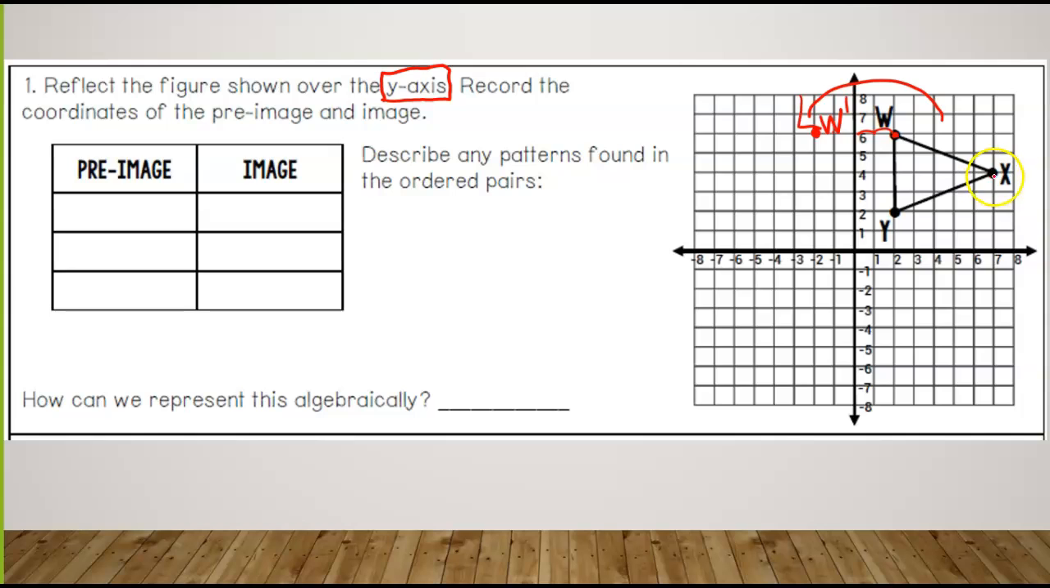Now let's do the same thing for X. X is how many spaces away? 7. 1, 2, 3, 4, 5, 6, 7. So how far does it have to be on the other side? 7. 1, 2, 3, 4, 5, 6, 7. Plot it and label it X prime. And then we have to do the same thing for Y. Y is how many spaces away? So I have to go on the other side. How many spaces? 2. So that is Y prime.